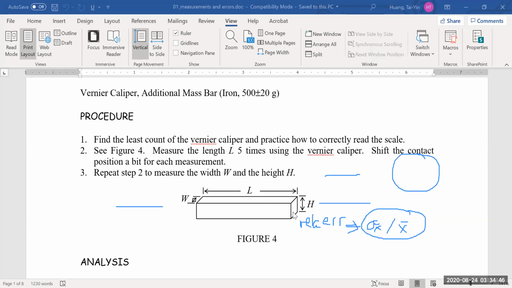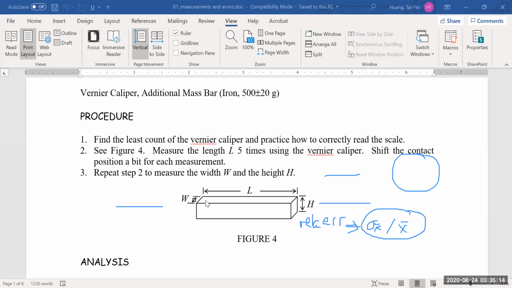So you're going to use a vernier caliper to measure each dimension 5 times, and then you're going to figure out what is the error associated with your measurement. In addition to that, you're going to find the volume, and we all know that the volume will just be the width times the length times height, right?